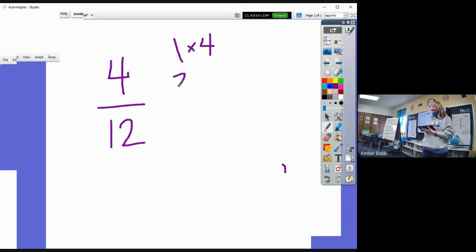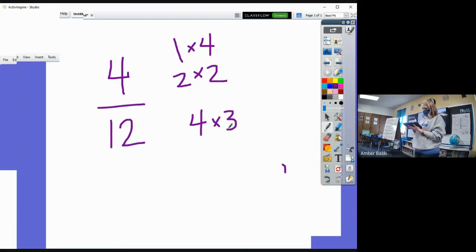1 times 4 and 2 times 2. What can I multiply to get 12? 4 times 3, what else? 1 times 12. 6 times 2. Is there anything else? No. What's the greatest common factor?